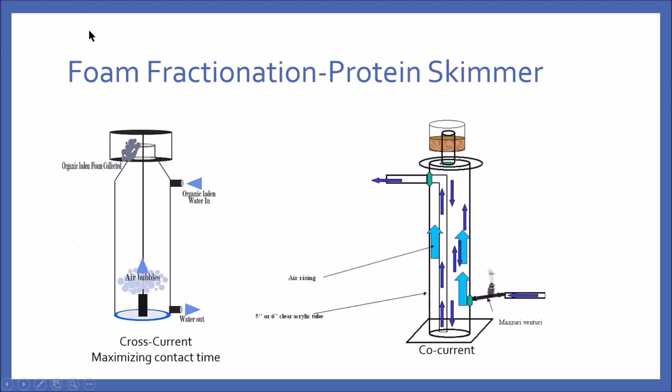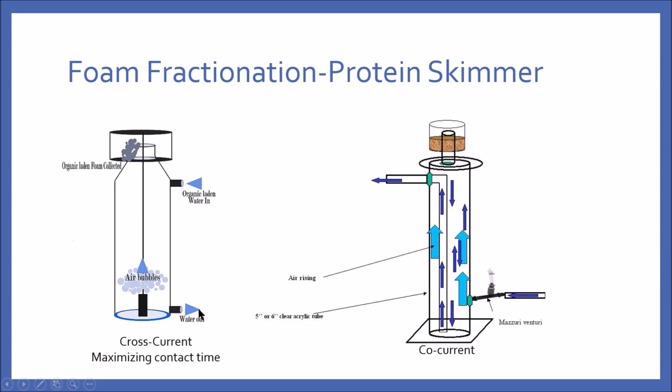In the market, there exist several types of protein skimmers, but they all work on the same principles. A cross-current protein skimmer would mean that the water flow and the air bubbles are in different directions. For example, in this case, water flows in through the top section, flows down, and exits the protein skimmer at the bottom.